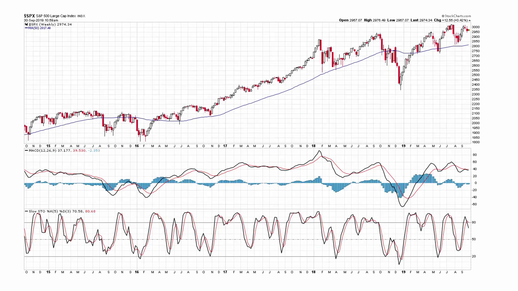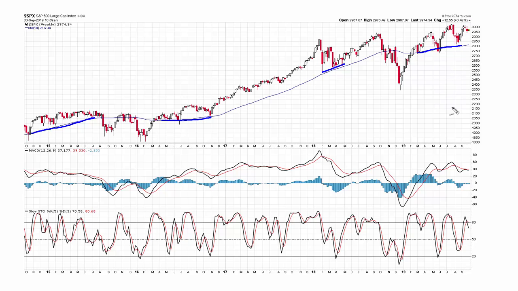All right, here's the weekly. It's the weekly with the 50-week moving average. As you can see, we have support here, support, a little bit of resistance there, support. So the 50 is actually very important. I've noted this many times.